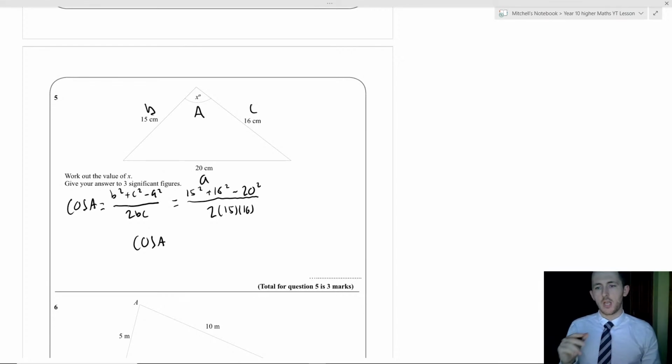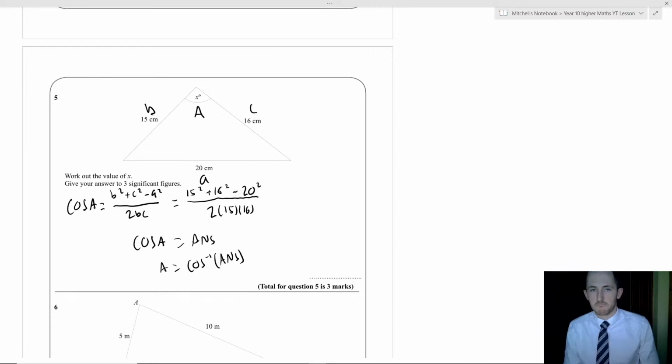Okay? So you can do one of 2 things. You can work out what this is, write equals some answer, and then do A is equal to cos inverse of that answer. That's fine. You get the same answer, all good in the hood. Or what you can do is be really fancy and do the whole thing in one line, like some kind of mad scientist. Okay?